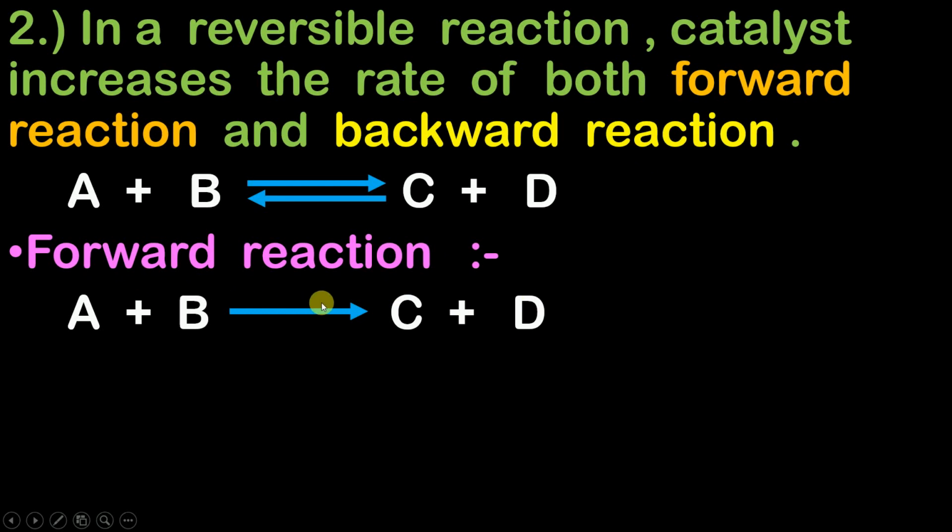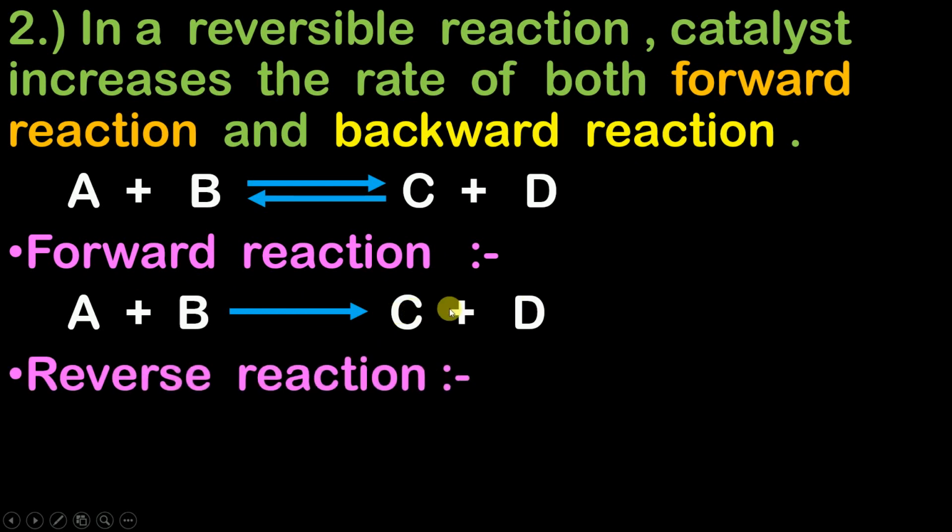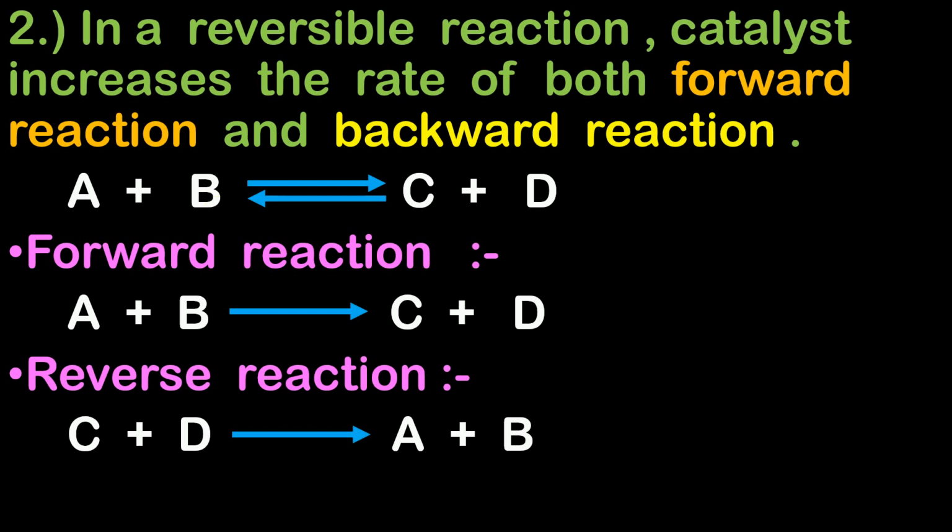And not only that, if someone asks you what is the reverse reaction, the reverse reaction over here is nothing but these right hand side products, C plus D giving back A plus B. So the catalyst is not only going to increase the rate of the forward reaction, but it is also going to increase the rate of the reverse reaction. So guys, in a reversible reaction, the catalyst increases the rate of both the forward reaction as well as the reverse reaction. Clear with this? Many of you have a confusion that catalyst increases the rate of only the forward reaction. No, it increases both. It increases the rate of the forward reaction as well as the reverse reaction.